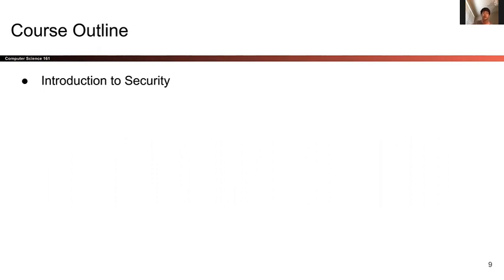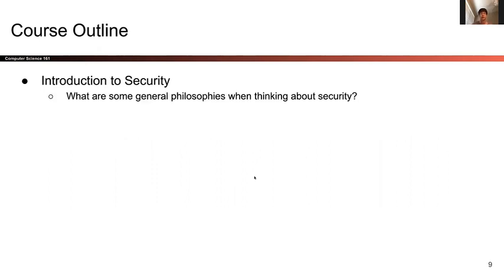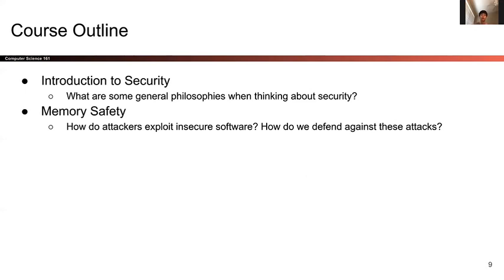We're going to start with an introduction to security. That's today, and we'll just quickly talk about the philosophies we take toward thinking about security. Then over the next week or so, we're going to talk about memory safety. Memory safety refers to when you're implementing software, if you do it incorrectly, it's possible that an attacker can exploit that, and we'll show you how that happens. And we'll also show you how you can defend against those.